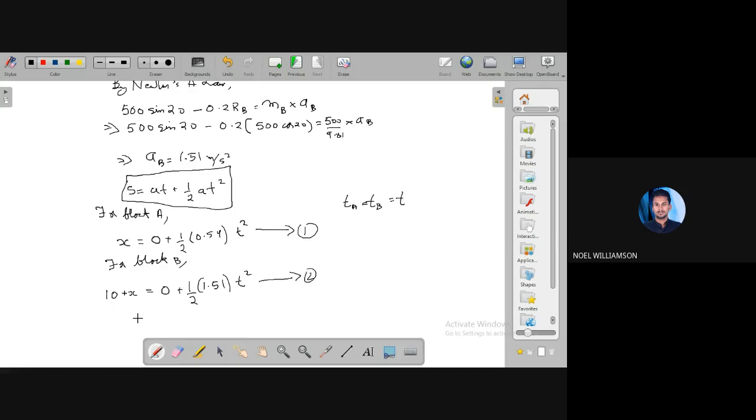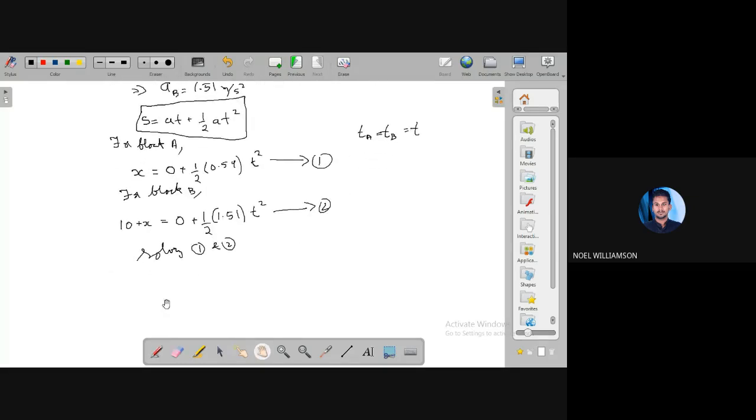So solving 1 and 2, we will get the values. That is, we will get the values for t and x. So please try to do that. T is in seconds, and x is in meters.